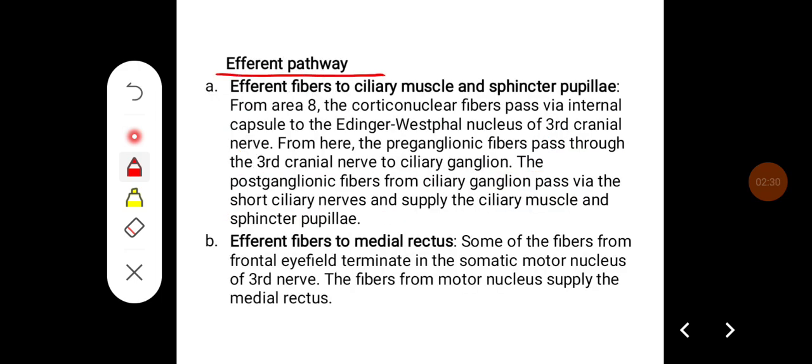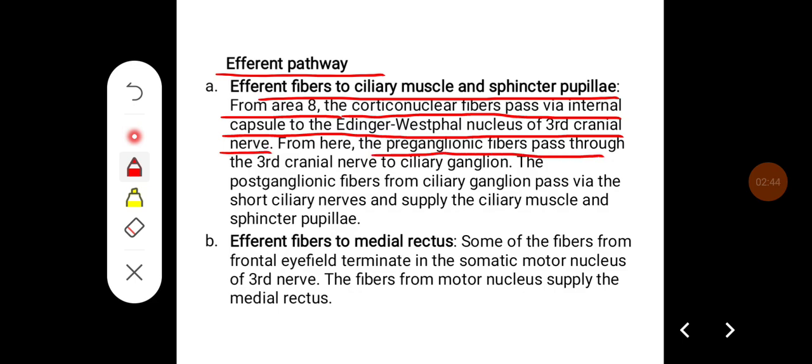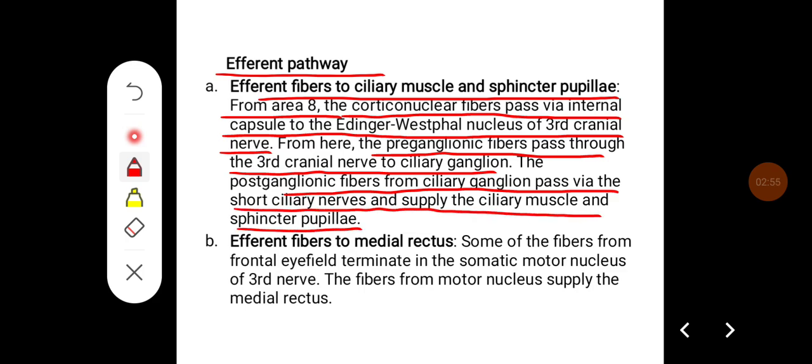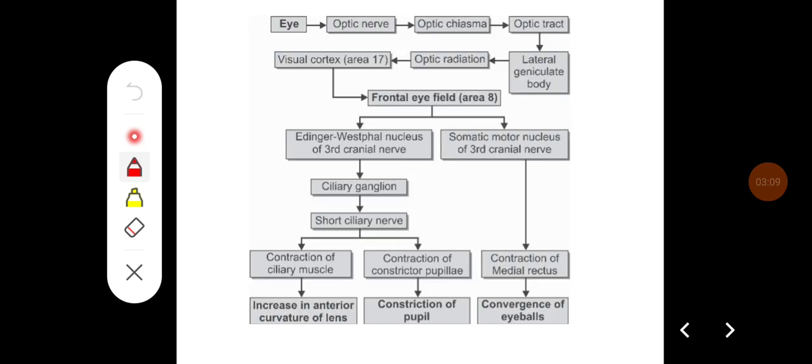Efferent pathways are to the ciliary muscles and sphincter pupillae. From area 8, the corticonuclear fibers pass via the internal capsule to the Edinger Westphal nucleus of the third cranial nerve. From here, preganglionic fibers pass through the third cranial nerve to the ciliary ganglion. The postganglionic fibers from the ciliary ganglion pass via short ciliary nerves and supply the ciliary muscles and sphincter pupillae. There will also be efferents to the medial rectus. Some of the fibers from the frontal eye field terminate in the somatic motor nucleus of the third nerve. The fibers from the motor nucleus supply the medial rectus.